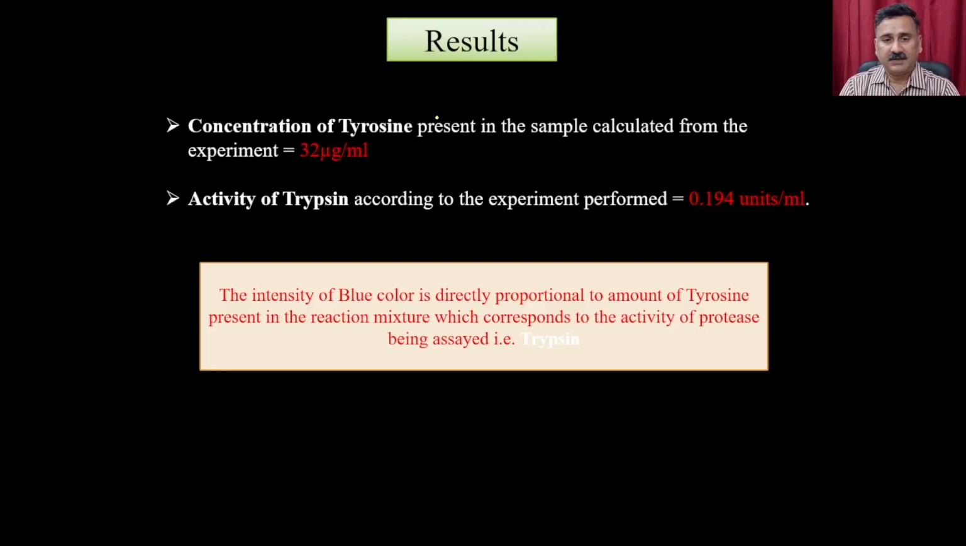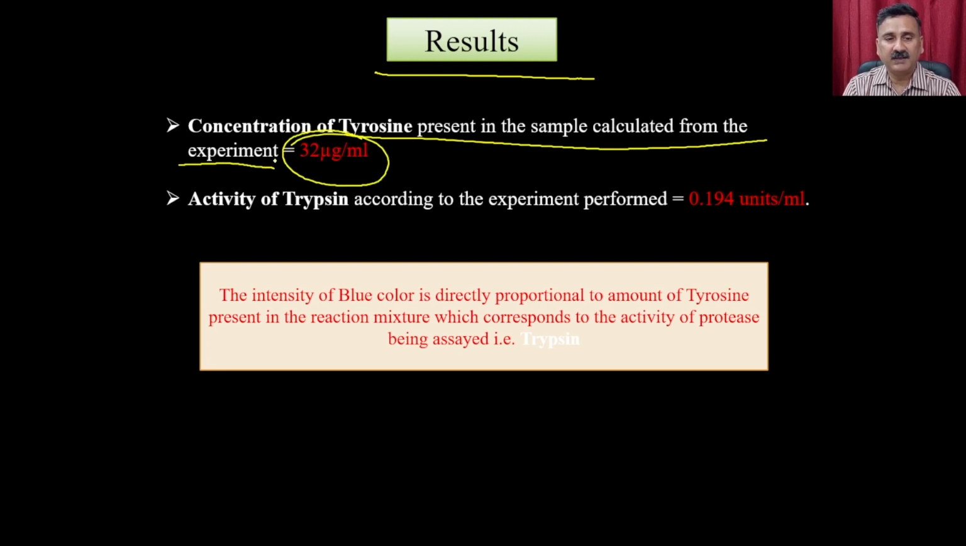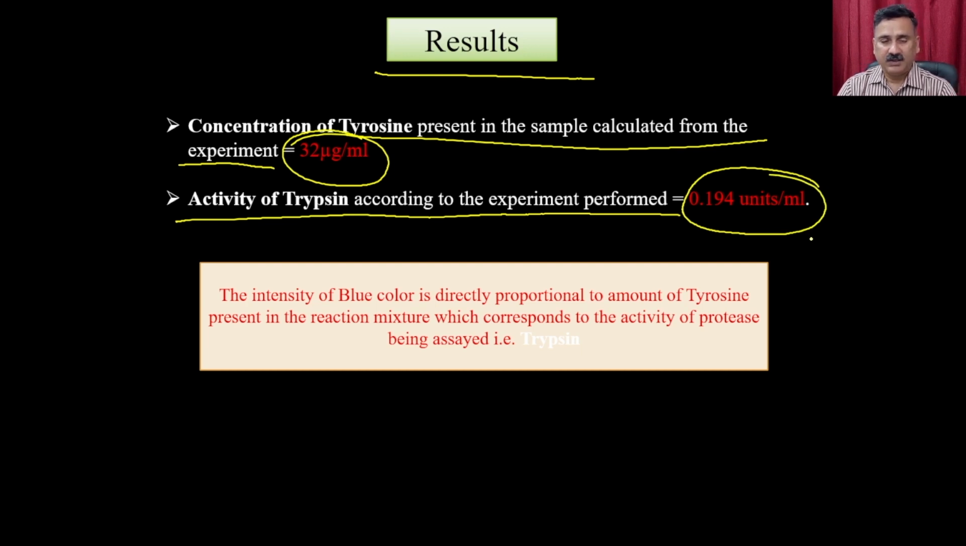Now, the result you get: the concentration of tyrosine present in the sample calculated from the experiment is this, and you can use this to calculate the activity of trypsin. According to this, it is going to be this. Now, how are you going to calculate the Km values? For the determination of Km using this kind of data, you have two options. One, you can do the Michaelis-Menten curve and calculate the Km values, or you can use the Lineweaver plot.